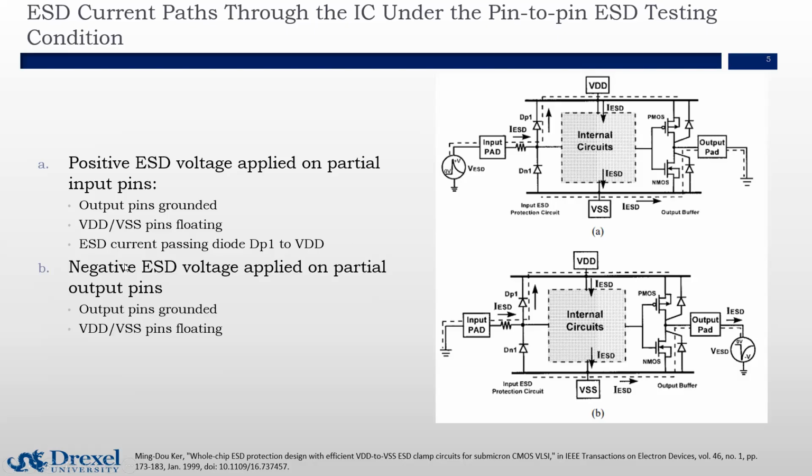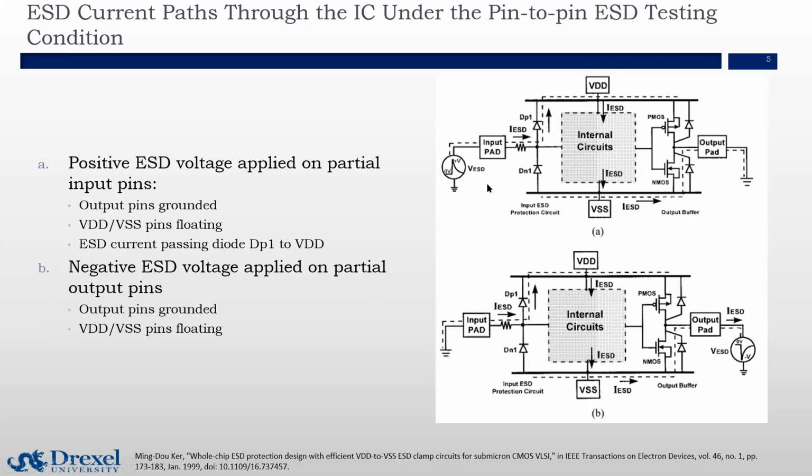And similarly, we can apply a negative ESD voltage on partial output pins. So we will see a negative voltage source on the output, and a current flows from the ground rail of VSS through the diode on the bottom, all the way to the output pad and into the negative voltage source. In this case, output pins are grounded, and the VDD and VSS pins are floating.